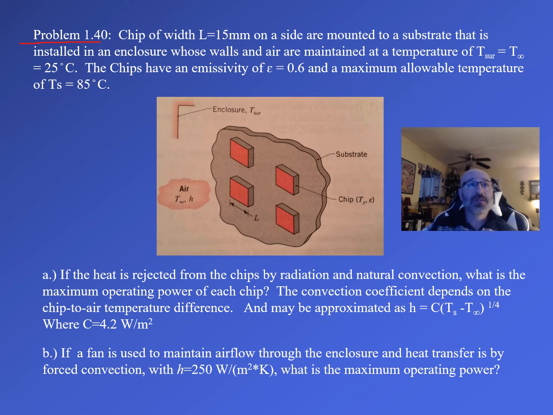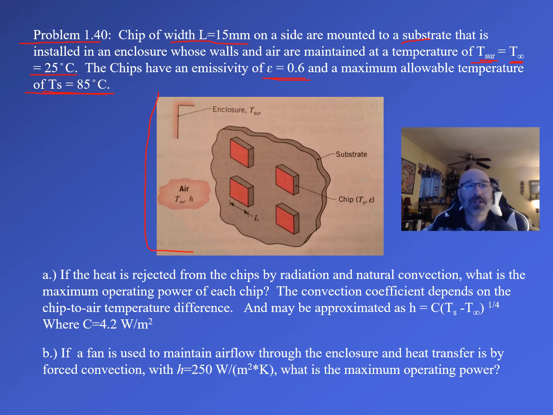Reading through this, it says a chip has a width of L equal to 15 millimeters on a side and is mounted to a substrate that is installed in an enclosure whose walls are maintained at a temperature of T surround equal to T sub infinity, which is equal to 25 degrees Celsius. The chips have an emissivity of epsilon equal to 0.6, and a maximum allowable temperature of T sub S equal to 85 degrees Celsius. So we have a lot of information just within that problem statement: our L value, T sub surround, T sub infinity, T sub S, and our epsilon value.